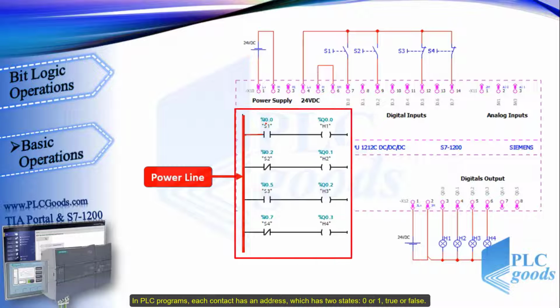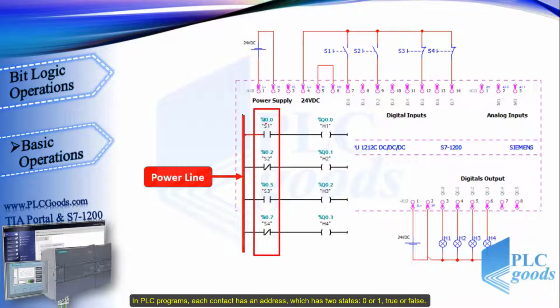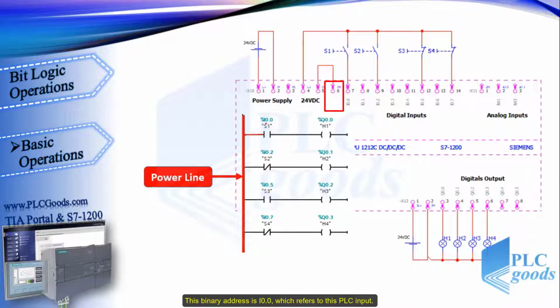In PLC programs, each contact has an address which has two states, 0 or 1, true or false. This binary address is I0.0, which refers to this PLC input. In this wiring, the 24-volt DC cannot reach this address, so the state of the I0.0 address is false, or 0, and this contact will be in its normally open state. If I press the push button, the 24-volt DC reaches I0.0. Then the state of this contact with the I0.0 address will change to 1 or true. In consequence, its normal state changes to closed.